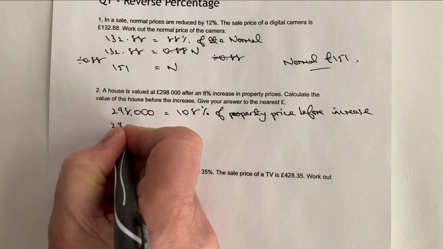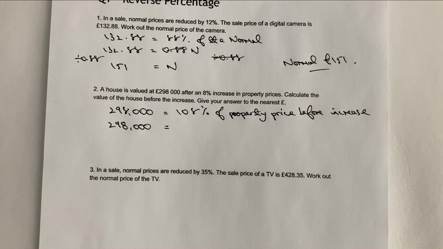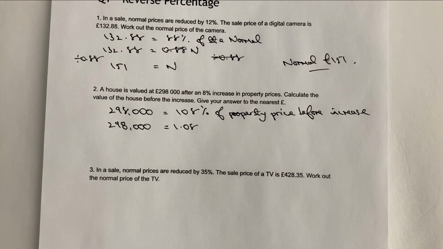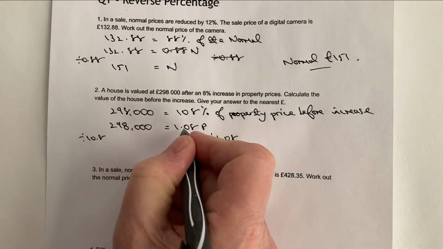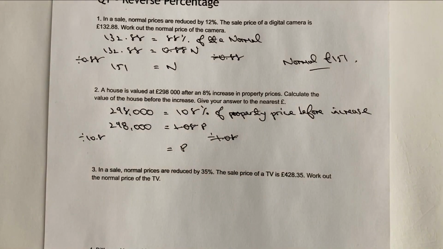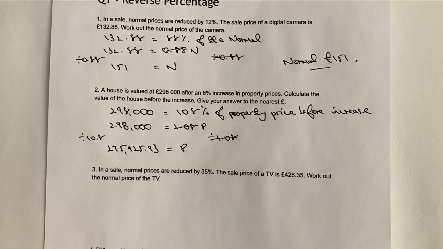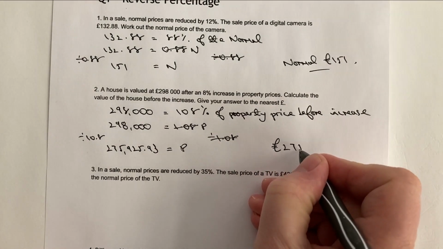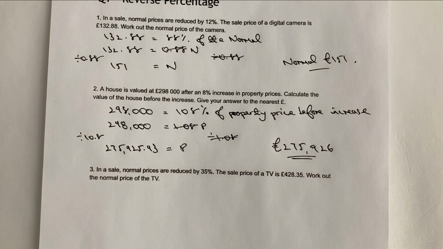So I've got 298,000, can't do much with that, but I can convert 108% to a decimal. So 108% as a decimal is 1.08. Rather than writing "of the property price before the increase", I'm just going to write that as P. So if I want to find the value of P, I divide both sides by 1.08, and as before, that cancels out and I get P, and this side is going to give me 275,925.93. Now it does say give your answer to the nearest pound. So to the nearest pound, that's going to be 275,926. Just be a little bit careful that 5.93 becomes a 6.